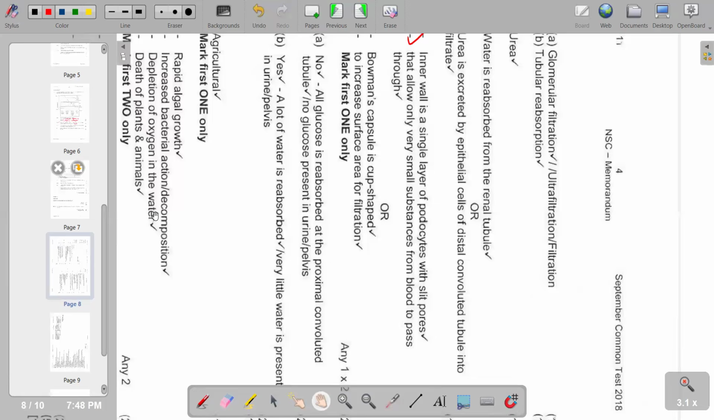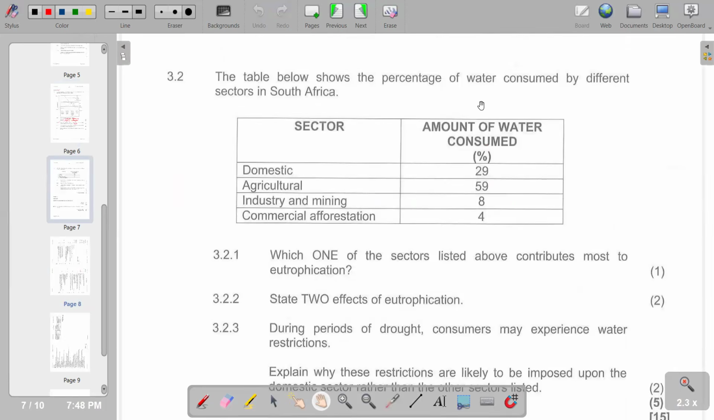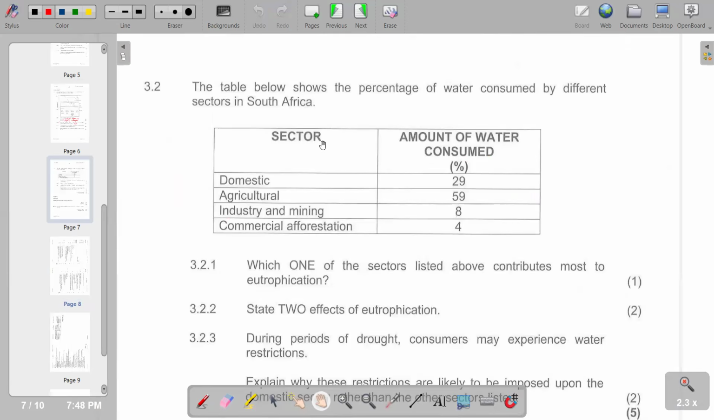Then moving on to the next question, which is now going to be our question 3.2. The table below shows the percentage of water consumed by different sectors in South Africa. We've got a column for sector and a column for amount of water consumed. Then 3.2.1: which one of the sectors listed above contributes most to eutrophication? By mere looking, you would see that agriculture is stated as 59%, which is above the others. So agriculture for 3.2.1.